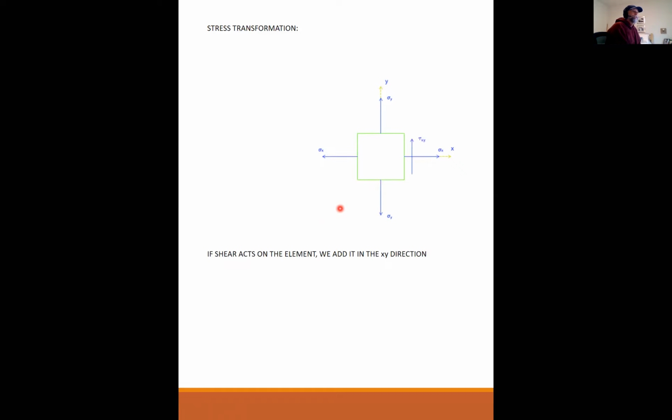And if we have shear acting on the element, then we add it in the xy direction. So again, tau xy, this is on the face that is normal to x, going in the y direction. So this is positive. And please make a note of this, that this direction as drawn is a positive shear. If the arrow is going in the other direction, then it would be a negative shear.